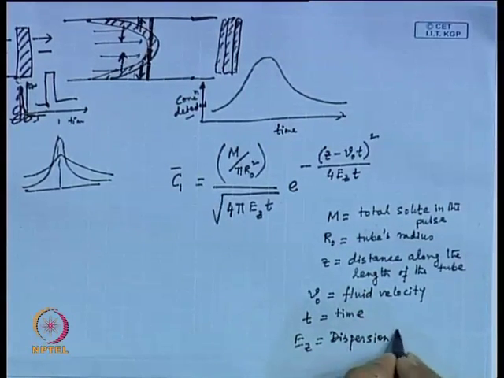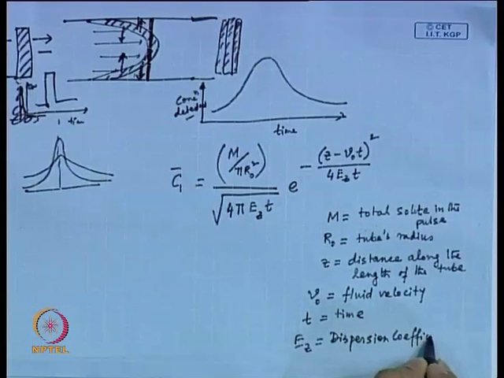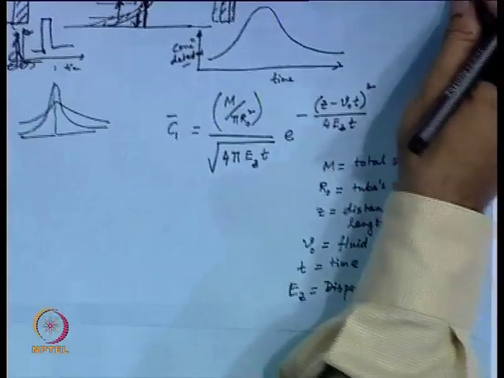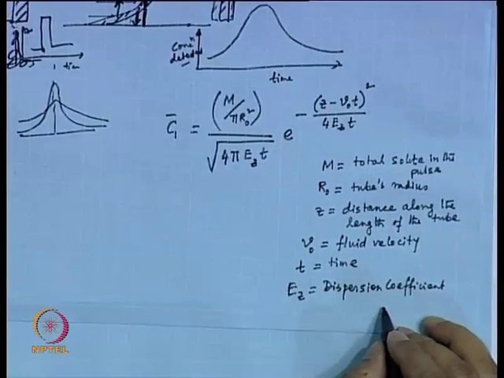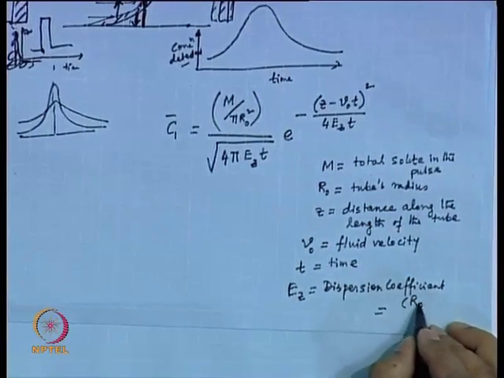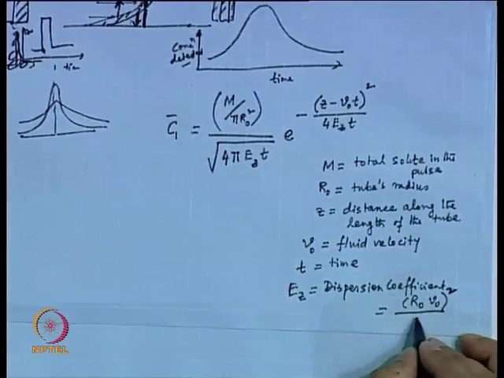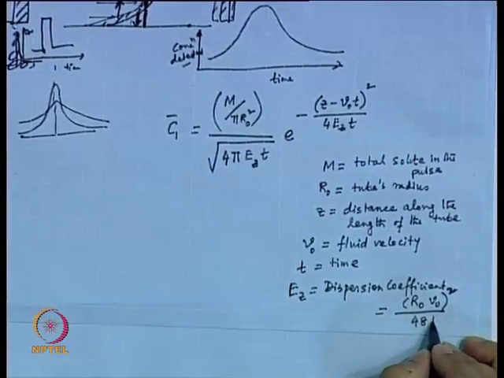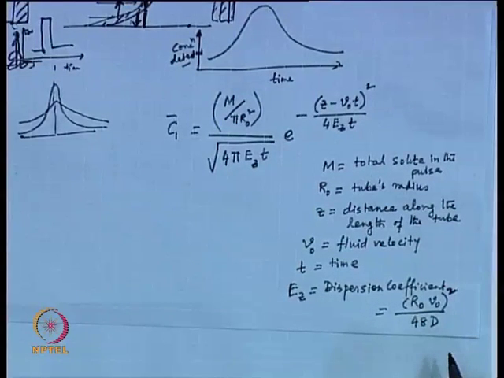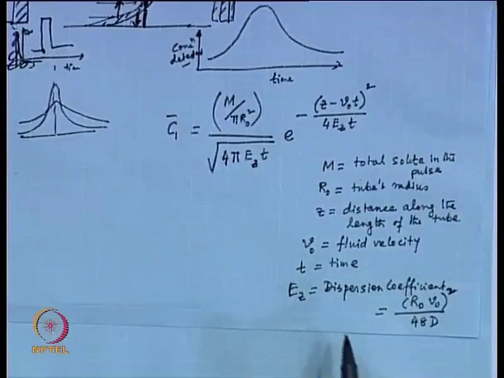This is the same thing we referred to as D star earlier, and this dispersion coefficient is equal to R naught V naught whole square divided by 48 D. This is also referred to at times as the Peclet number for this dispersion.